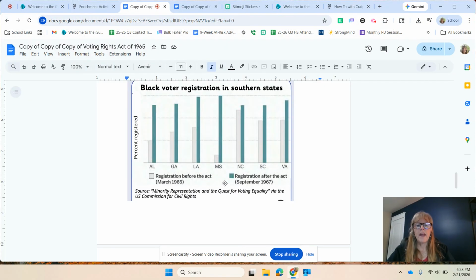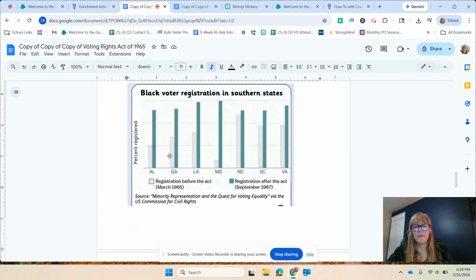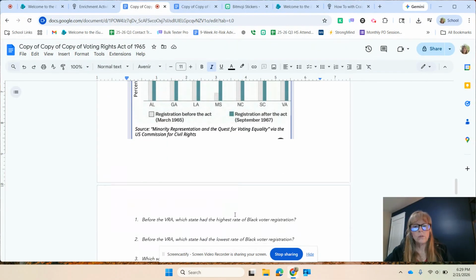Then they're talking about after the Act of 1965 came about, and Black voter registration. How did that change from 1965 to 1967? So what it was in 1965 versus what it is in 1967. We look at the green bars here, and you can see which is the highest, and then it'll ask you which one's raised or what have you. So being able to read that graph, if you have problems, please let me know.